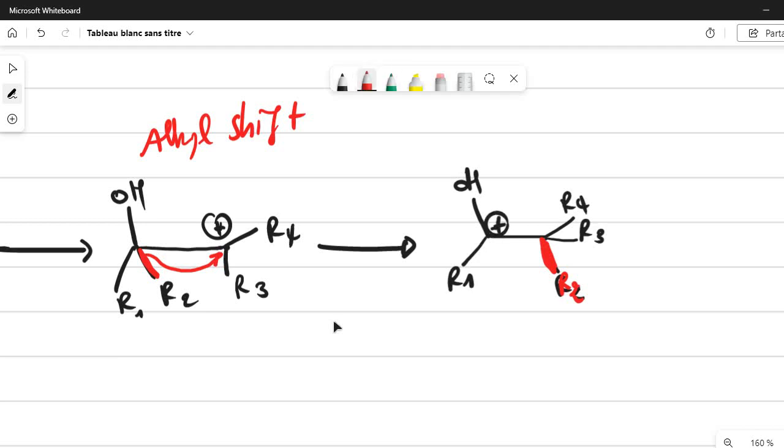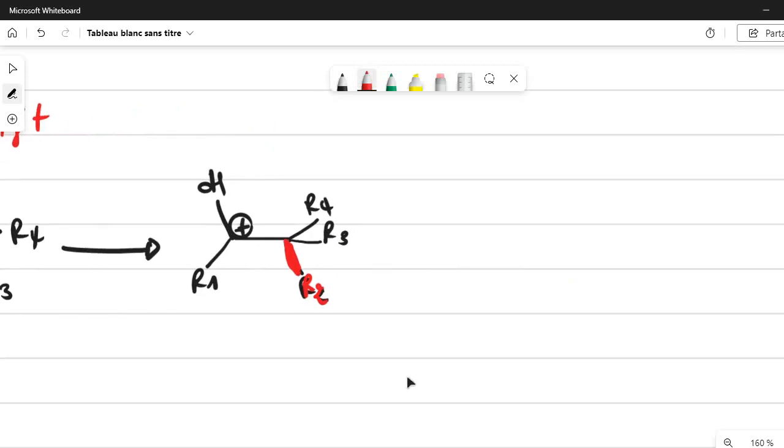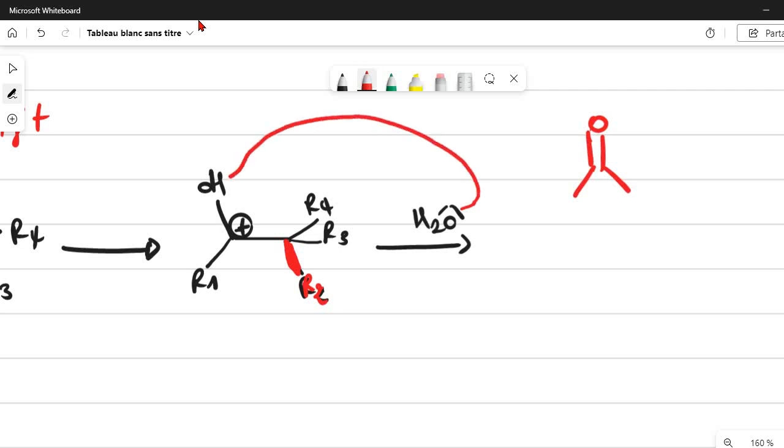Now, in the presence of a water molecule, the lone pair of the oxygen is going to attack this carbon. Sorry, not this one. The first thing we need to do is form a ketone. Let me think about the mechanism. We are going to grab this hydrogen, so we form an alkoxide.